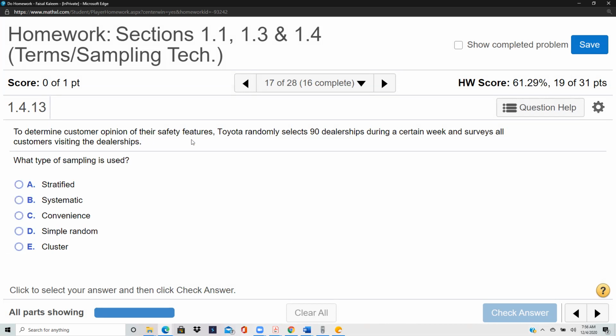Customer opinion. Toyota randomly selects 90 dealerships during a certain week and surveys all customers. So at the first level, they did not select all their dealerships. They just selected 90 of them. And then at the second level, they surveyed all the customers from those 90. So that was cluster.